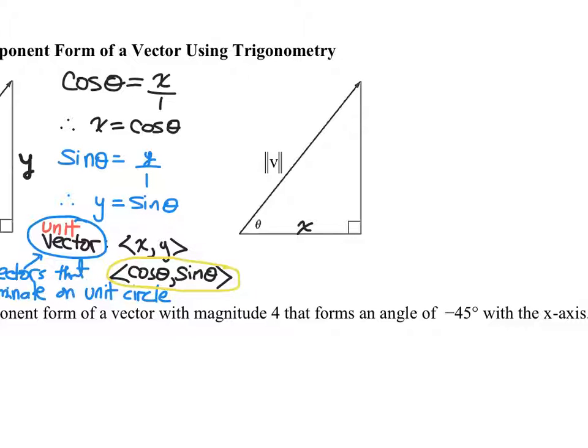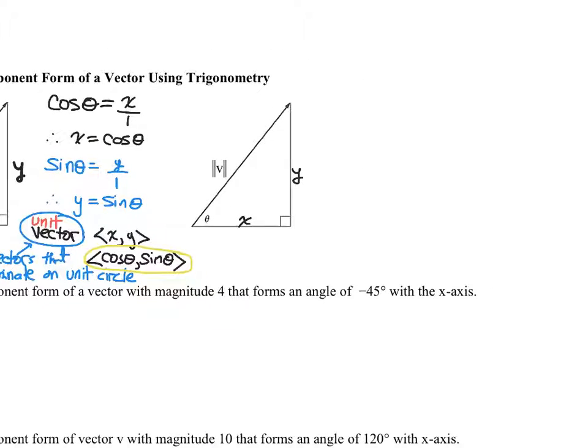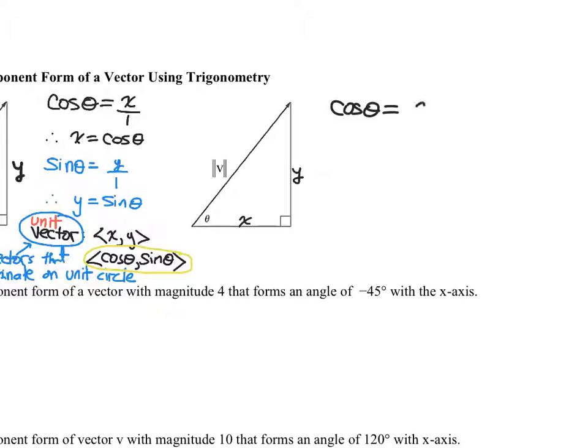All right, so now we have just a vector. It's not a unit vector. It's just any kind of vector. But the same relationship would hold true. We'd have cosine of theta is equal to the adjacent over hypotenuse. All right, now if I solve for x here, I get the magnitude of v multiplied by cosine of theta.